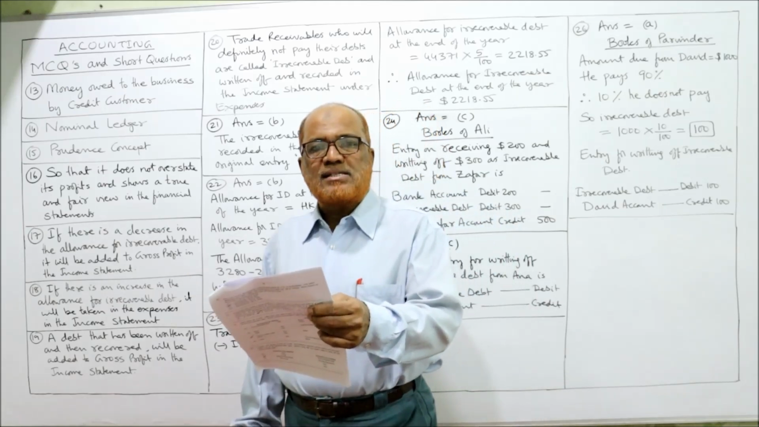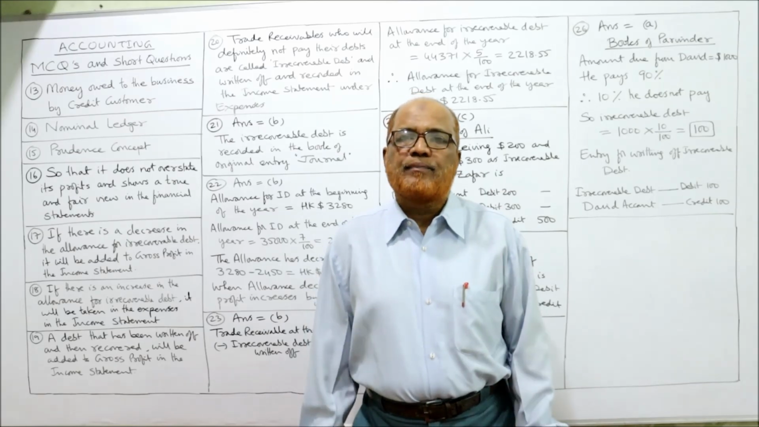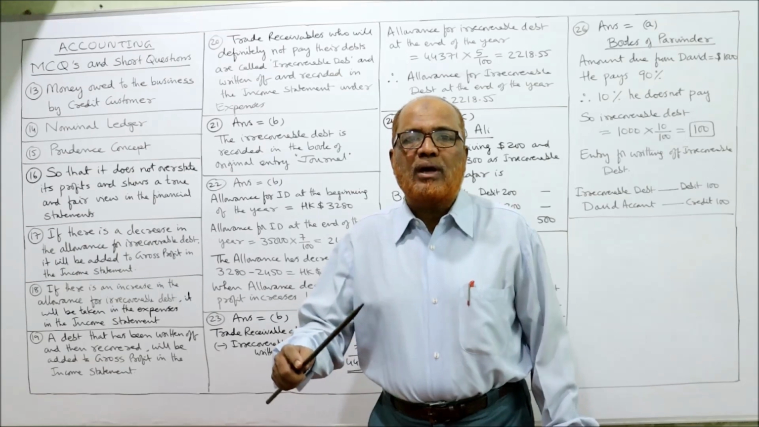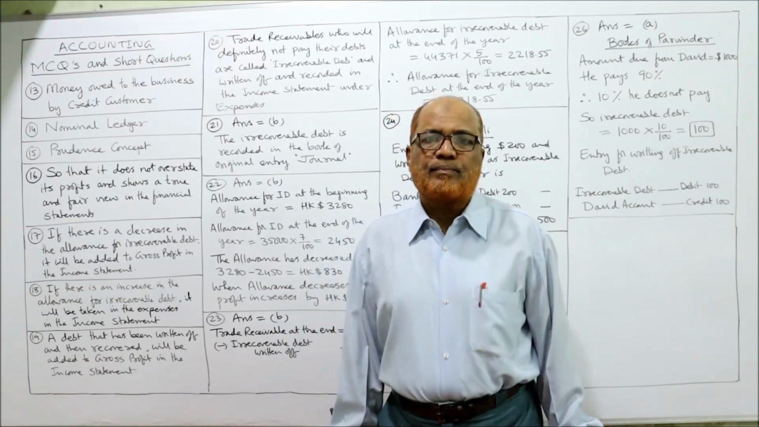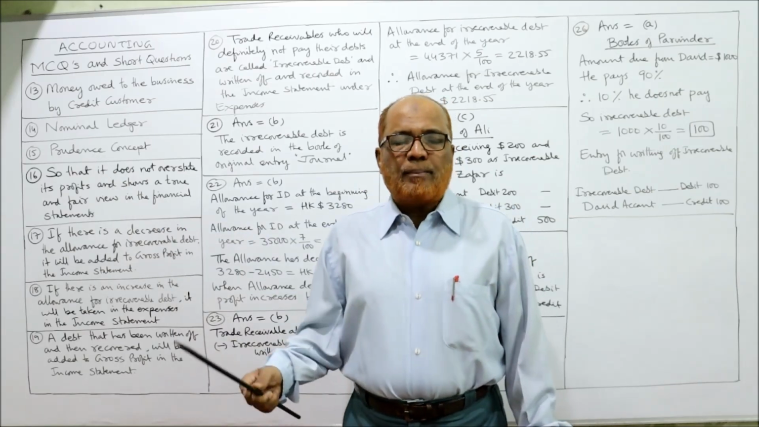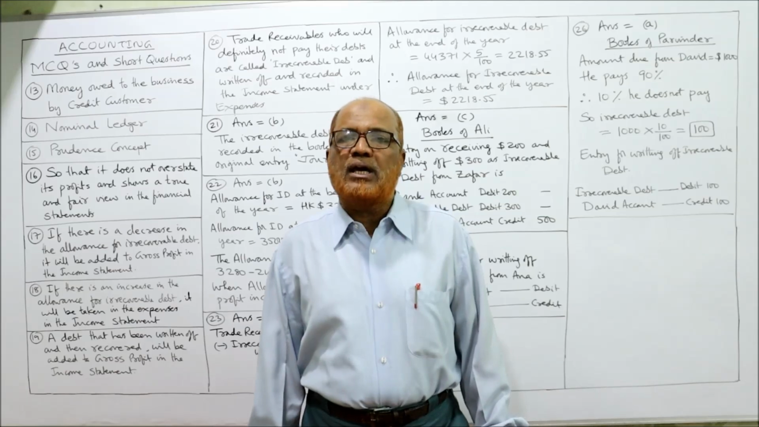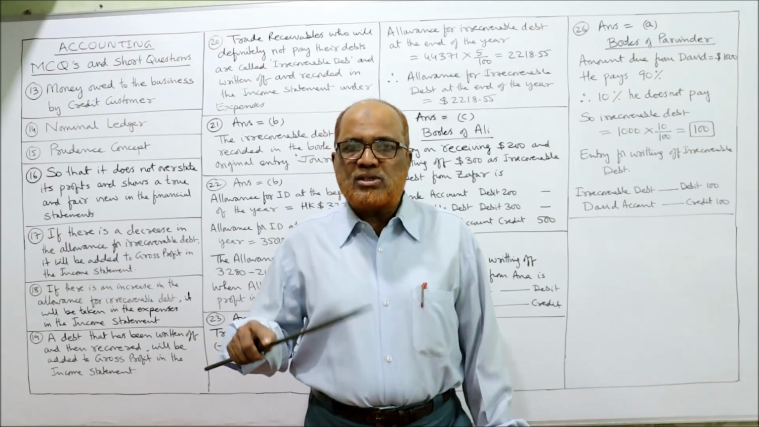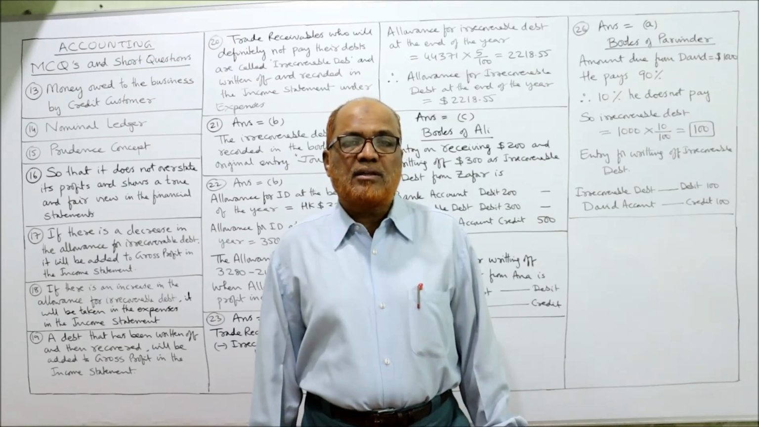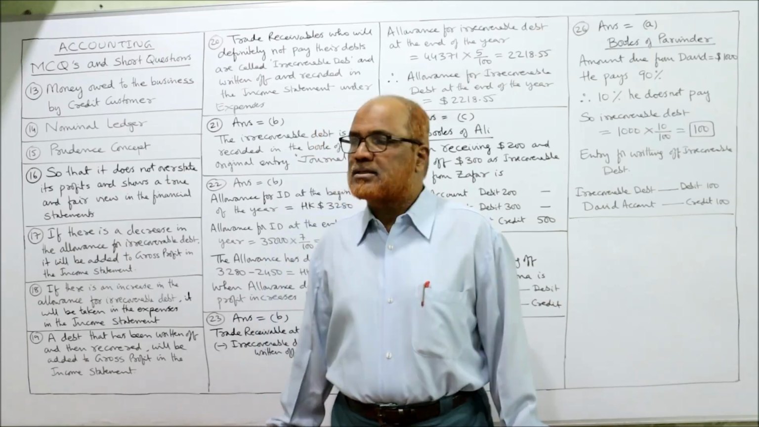Next one, 15th one. Which accounting concept is met by the use of an allowance for irrecoverable debt? We make the provision or allowance for irrecoverable debt following which accounting concept? The accounting concept of prudence. By following the prudence concept, we make the provision for irrecoverable debt. The prudence concept says the income should not be overstated. That's why we provide for irrecoverable debt.